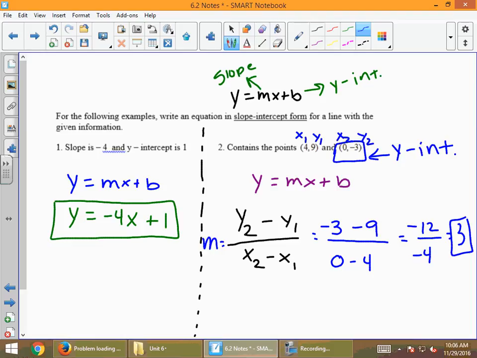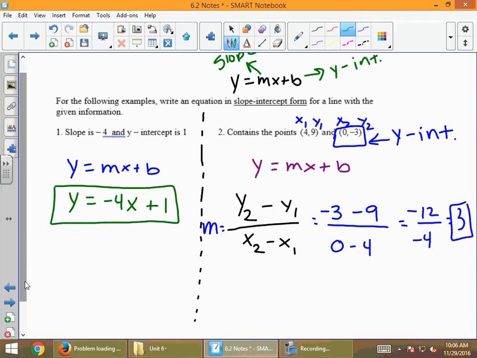Mr. Carter is going to show you in number 3 what you need to do if you're not given your y-intercept. But the only reason why we can use -3 as our y-intercept is because there's a 0 in front of it. We can't use 9 as a y-intercept because there's not a 0, there's a 4. Now that we know our b, you just take those values and plug them into the right spot.